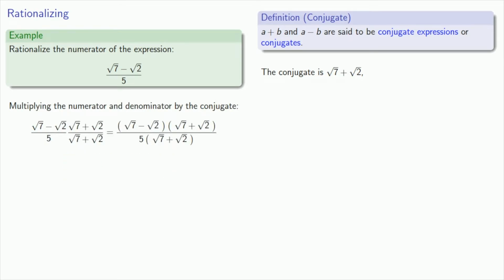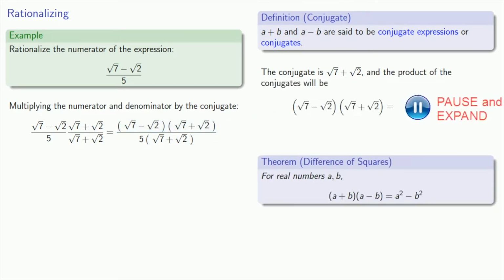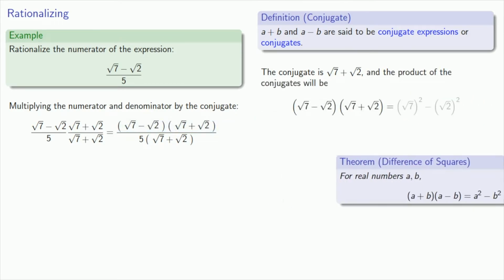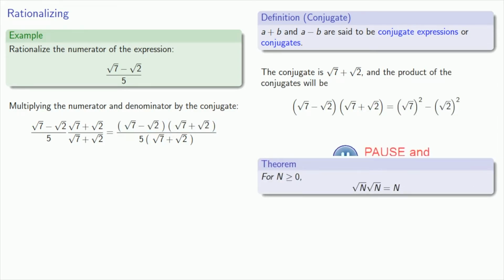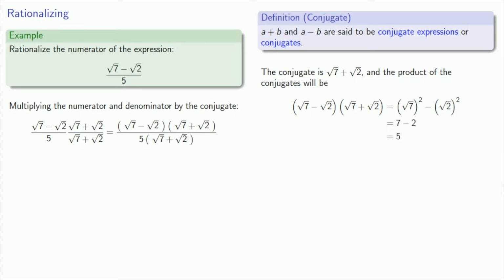Since we're trying to rationalize the numerator, let's go ahead and multiply out this mess. Square root 7 minus square root 2 times square root 7 plus square root of 2 is going to be square root 7 squared minus square root 2 squared, which we can simplify to 5.